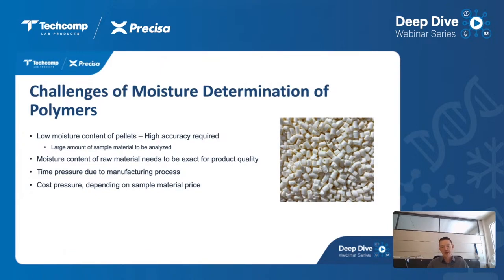There is also time pressure during the manufacturing process. After the moisture determination has been completed and the results obtained, the material needs to be processed quite quickly to avoid a change of the moisture content. Last but not least, there is always a cost pressure depending on the sample material. Prices can vary up to several $100s per gram, especially if a new material is being developed.